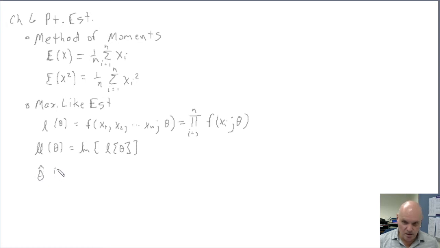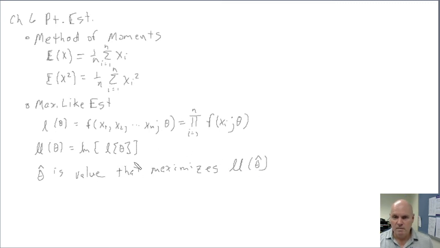Theta hat is the value that maximizes the log likelihood function, or the likelihood function. Again, it's a little easier to find the maximum of the log likelihood that involves the sum, because we take the derivative, set that equal to 0, solve for theta. That value of theta then is our maximum likelihood estimate.